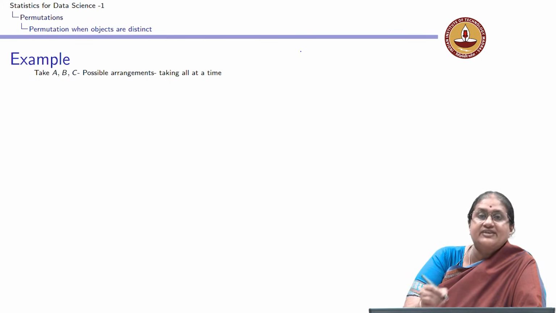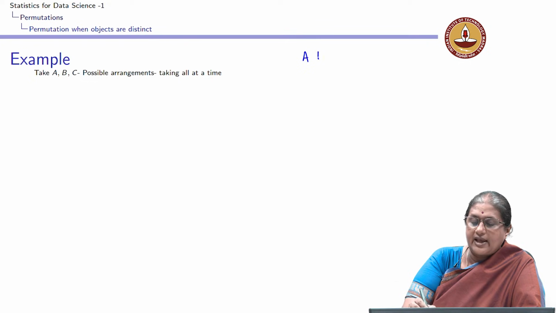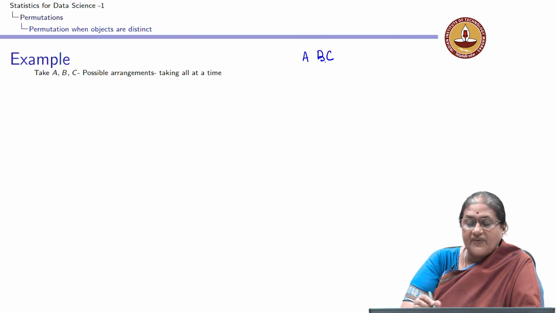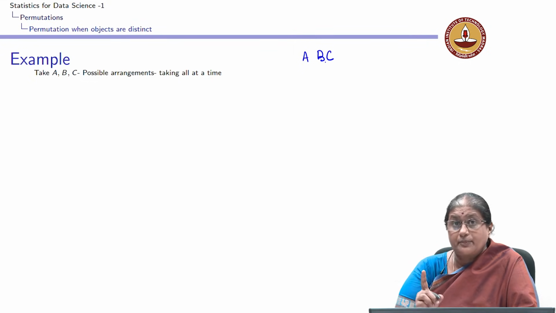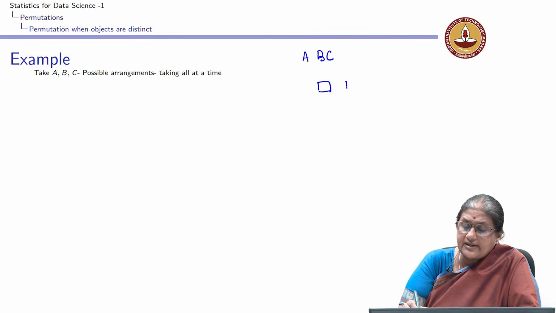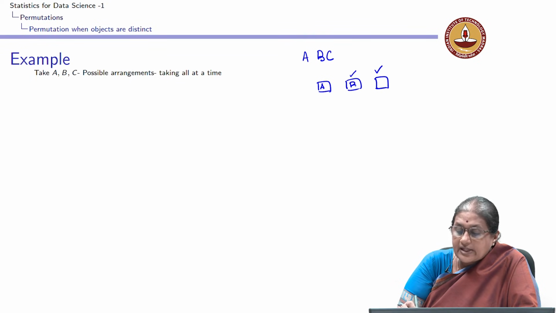Let us look at the first example. I looked at A, B, C. I did not allow repetition earlier. So, when I looked at the 3 boxes to be filled, once I filled in A in one of the boxes, I did not have A available to fill in the others. So, only either B or C could get into the second box. So, I had A.